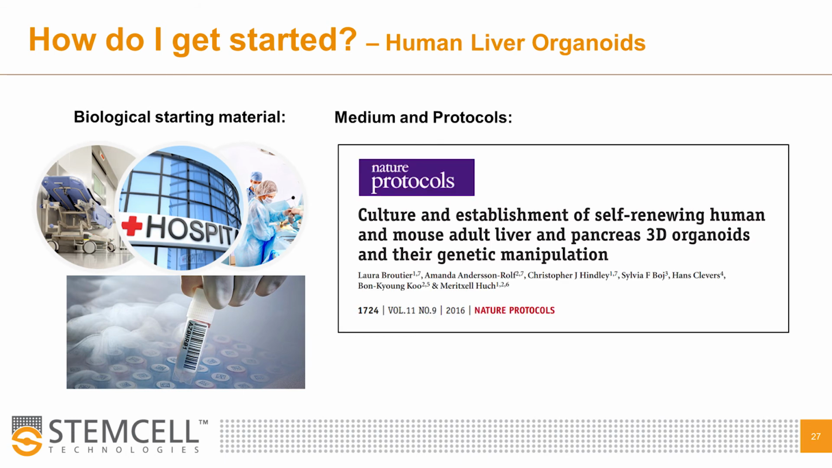An outstanding resource for detailed protocols on establishing, maintaining, and differentiating liver organoids from mouse and human tissue is this Nature Protocols publication. It also contains recipes for the organoid media and includes step-by-step instructions on how to produce conditioned medium. The article also contains protocols for genetically manipulating the generated organoids, for example, by using transfection and transduction.